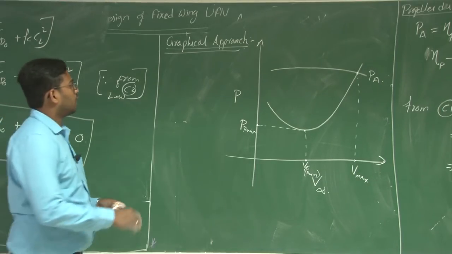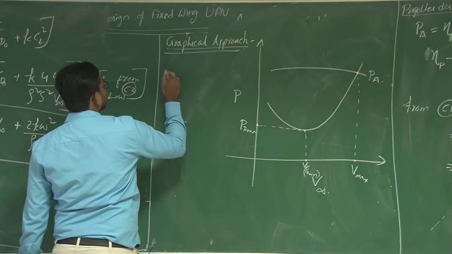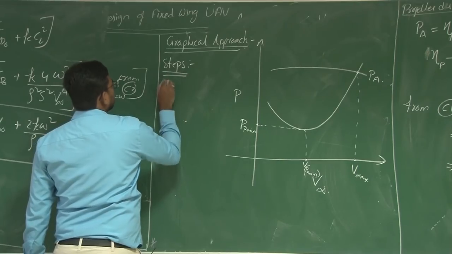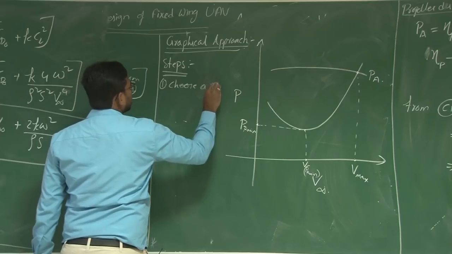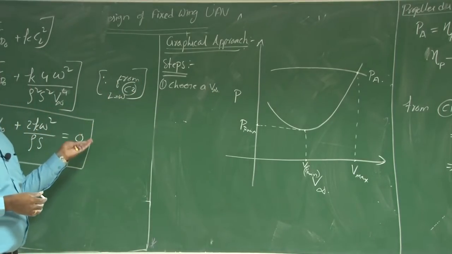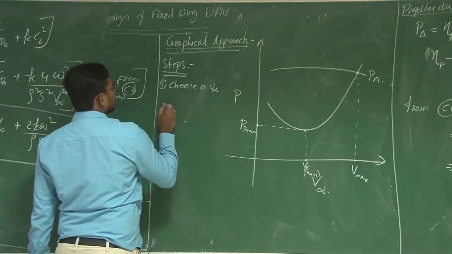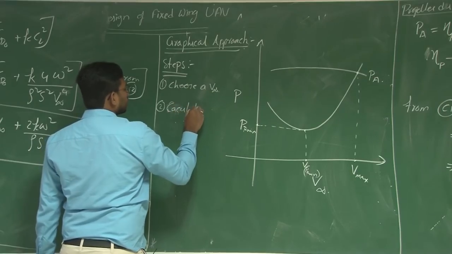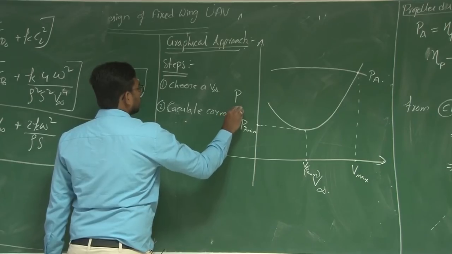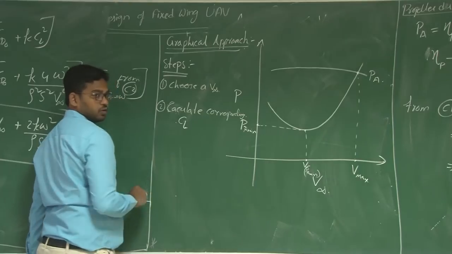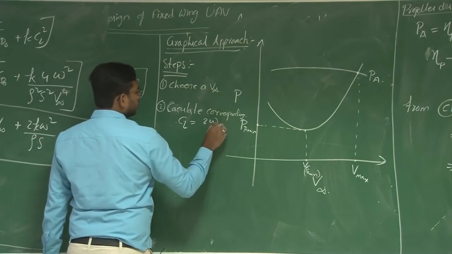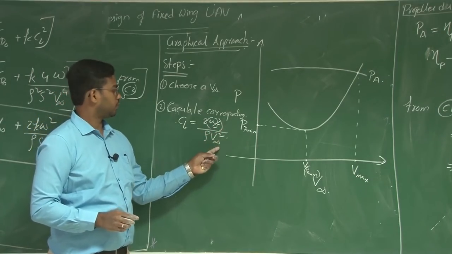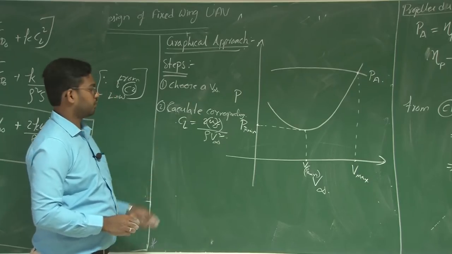Okay. So how to obtain this plot? We need to follow certain steps here. Steps for this graphical approach. First one is to choose a V infinity of interest, right? Choose a particular V infinity of interest. And now calculate the corresponding CL of this flight by CL is equal to 2W by S by rho V square. You know the altitude of flight, and for a given UAV at the required velocity you can find out the corresponding CL. This is from equation C1.